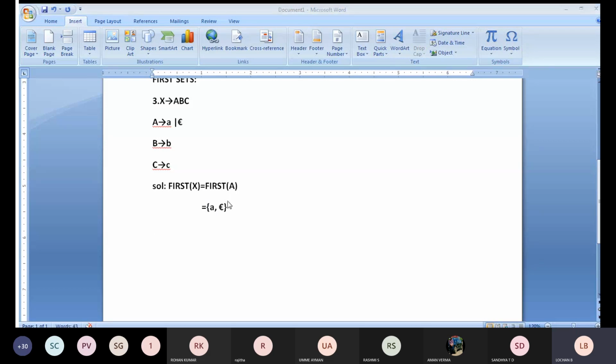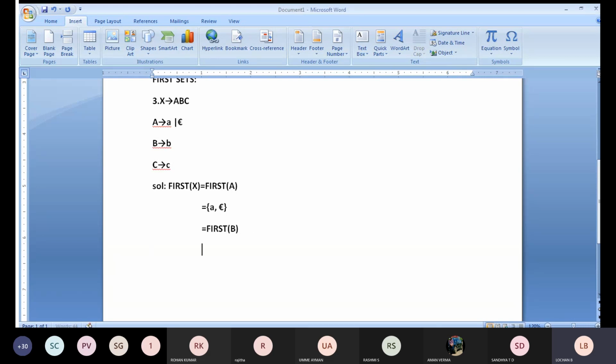So next, if epsilon arises here, we will be calculating first of B. We will be calculating in the epsilon part first of B. Wherever you are going to get the epsilon, you have to continue your production. So we have completed A. Next, which production is there? If you see in the starting, X implies A we have completed. So next is B. So we will be calculating first of B.